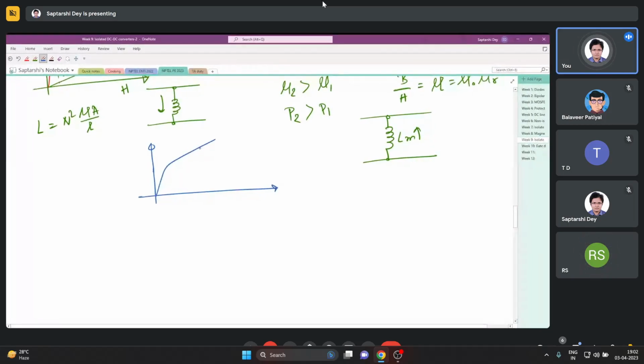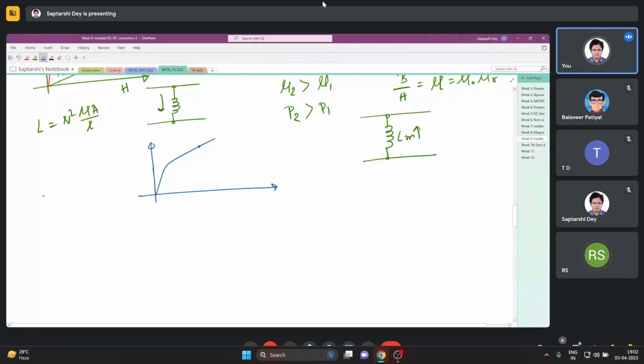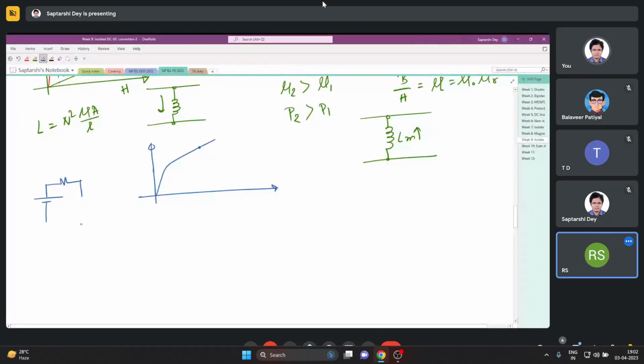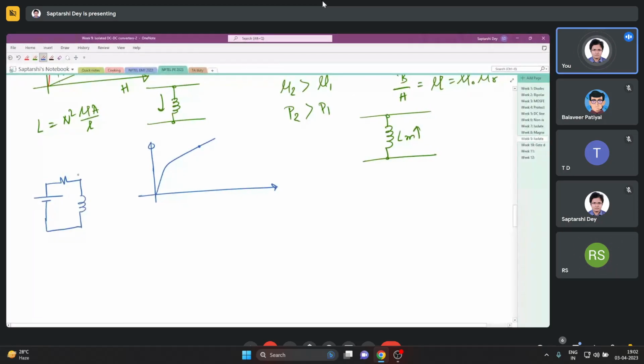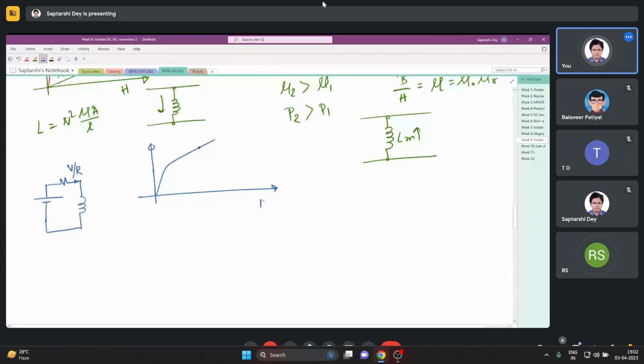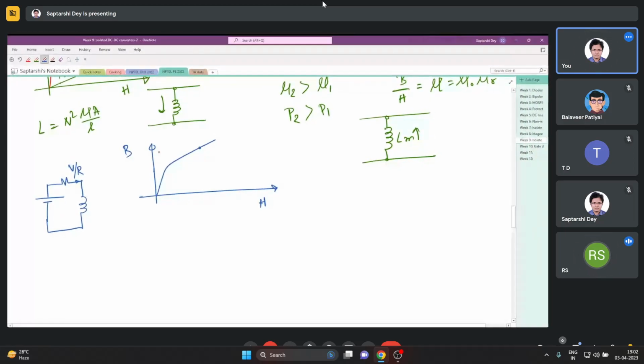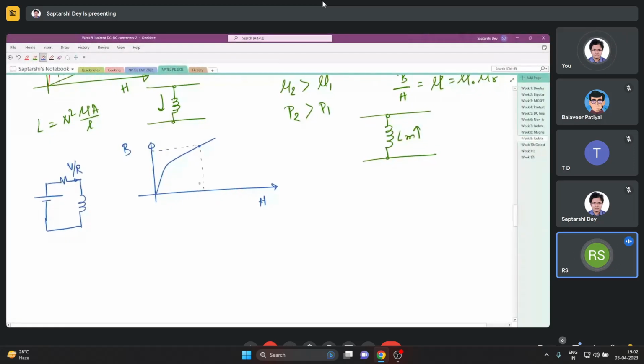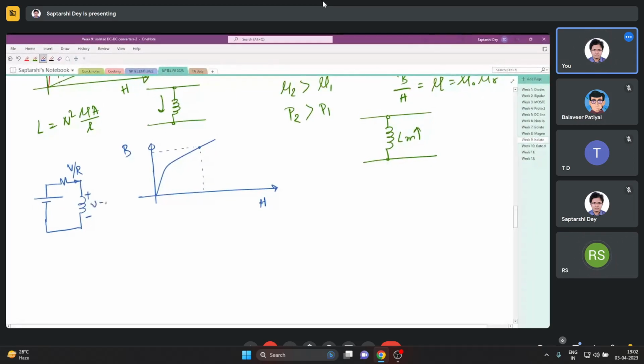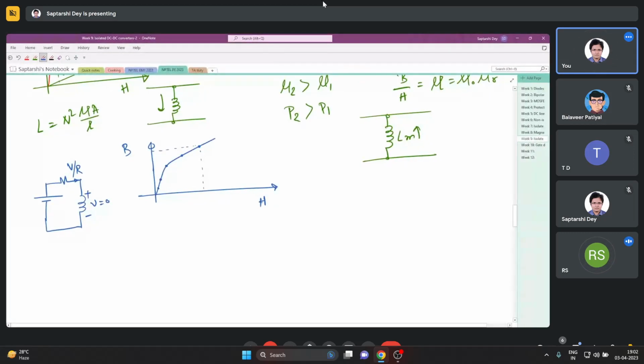Suppose I am operating somewhere here, but my circuit is like this. Say I have taken the inductance and resistance values such that at steady state the current, which is equal to V by R, is flowing like this. It is giving me an H such that I'm operating here. Now, what is the induced voltage at steady state? Zero. It doesn't matter where you are operating. Wherever you may operate, it is zero, in steady state.